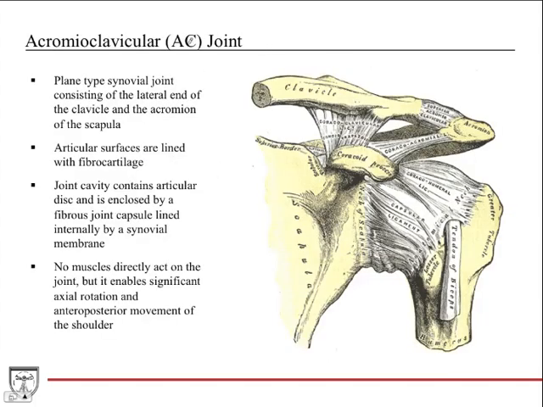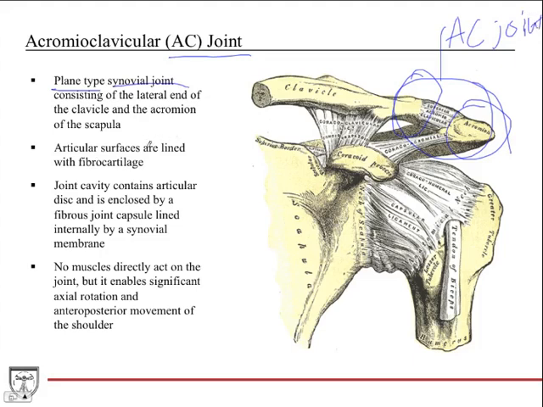Another joint here involved is the acromioclavicular joint, for short the AC joint. This is a plane type synovial joint. It consists of the lateral end of the clavicle, so this right here, and then the acromion of the scapula, so this right here would be the AC joint.